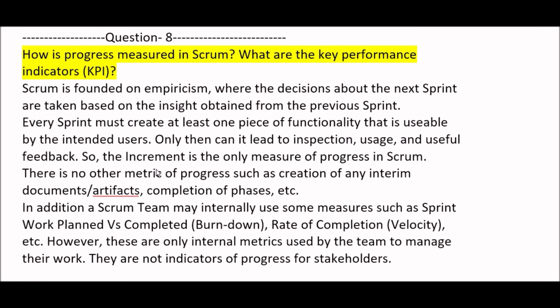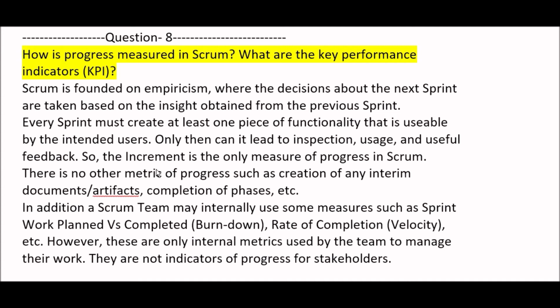Okay, next question is, how is progress measured in Scrum? What are the key performance indicators? Key performance indicators means KPI. Okay, so answer is, Scrum is founded on empiricism, where the decisions about the next sprint are taken based on the insight obtained from the previous sprint. Every sprint must create at least one piece of functionality that is usable by the intended users. Only then can it lead to inspection, use, and useful feedback.